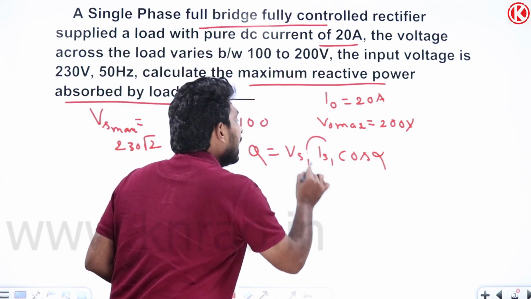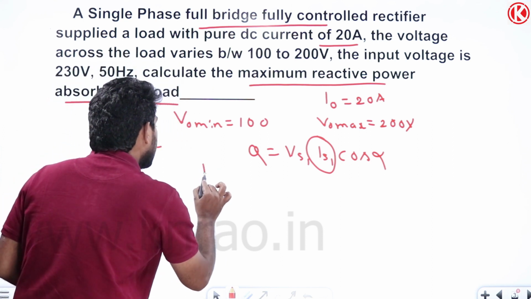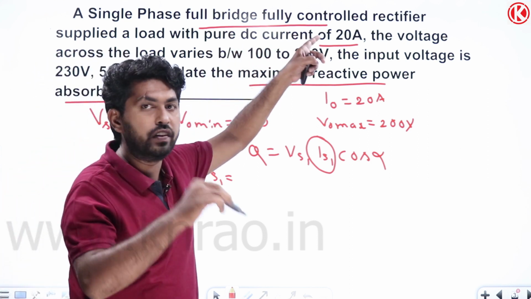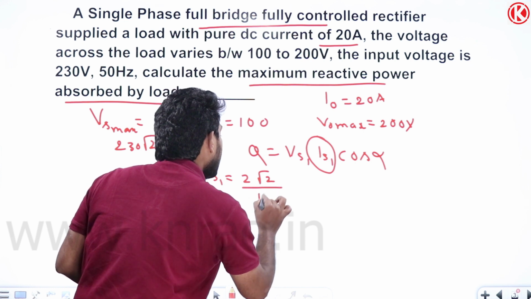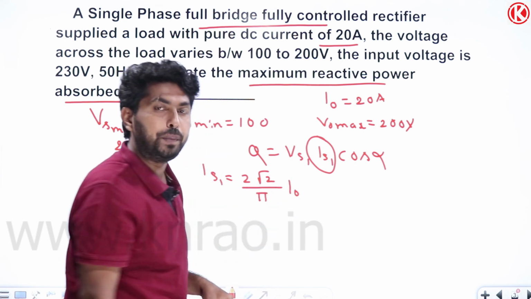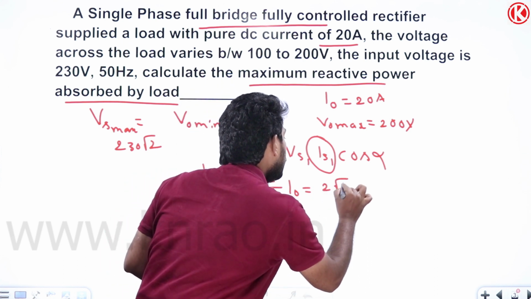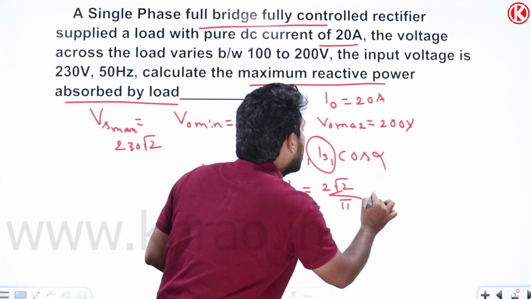So let me find the Is1 first. How can we find the Is1? It is a fully controlled converter, so we'll get a square wave here. Is1 equals 2 root 2 divided by pi into I naught, which is 2 root 2 divided by pi into I naught value, given as 20 amperes.